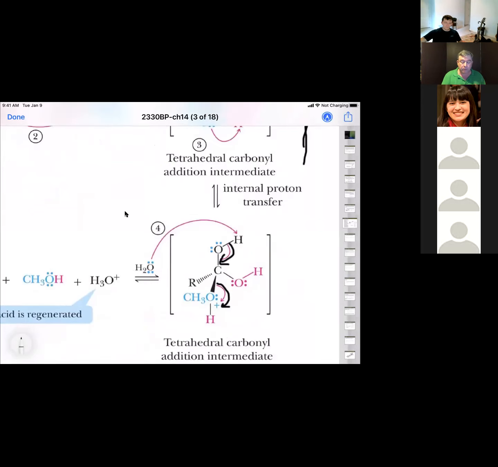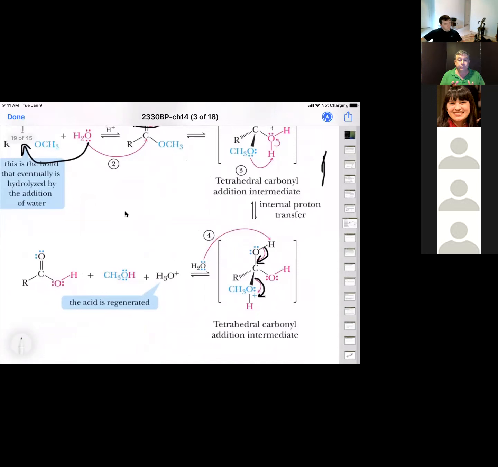So notice the alcohol that's leaving is neutral, and that we used the water as the solvent to take away the proton, regenerating our hydronium ion. Okay. So we used a hydronium ion to protonate it in the beginning, which gave us this tetrahedral intermediate, which allowed us to transfer the proton to the alcohol to make a neutral leaving group and our carboxylic acid. Okay, so what's going to drive this reaction?